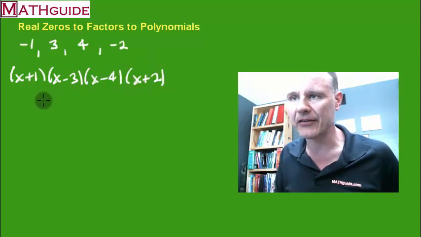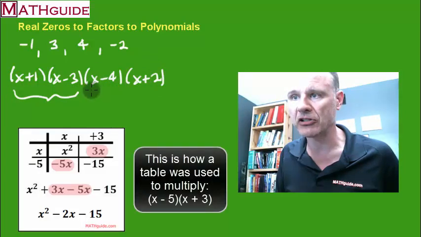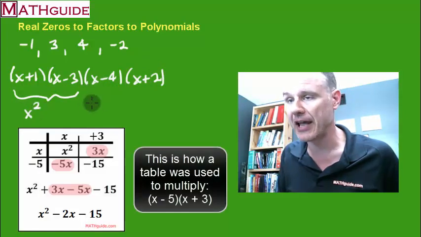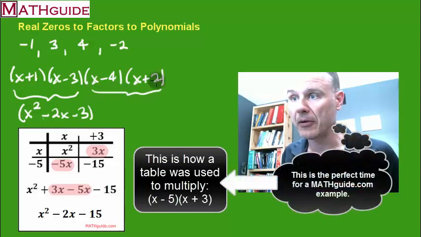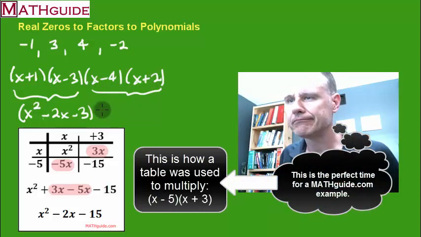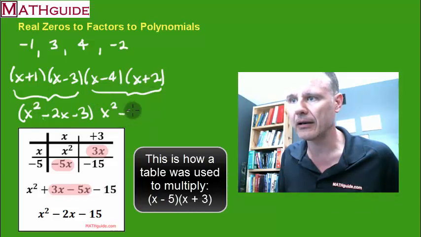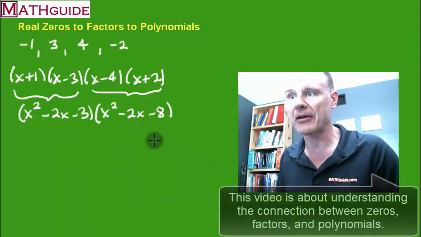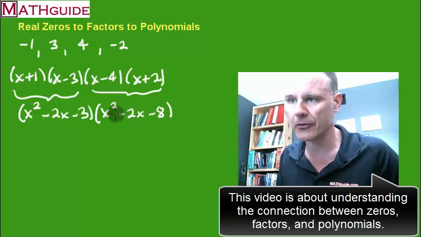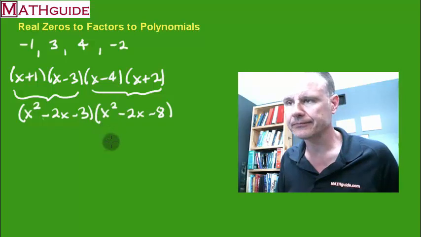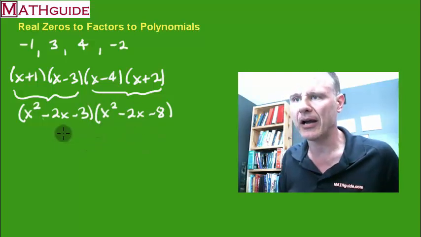I'm going to multiply these together. I'm not going to show the work here. I suggest using a table if your skills are not so good, or if you really like to see detail. I'm really just doing a couple of steps in my head, but I'm not going to spend much time on that, because this video is not about doing those basic things. It's about understanding the connection between zeros, factors, and polynomials.